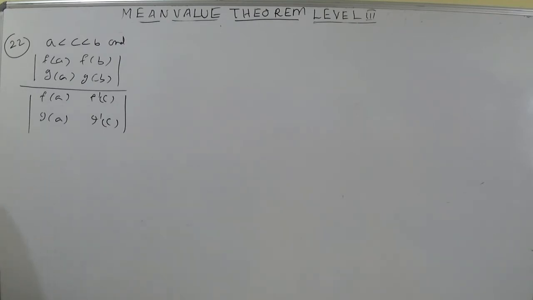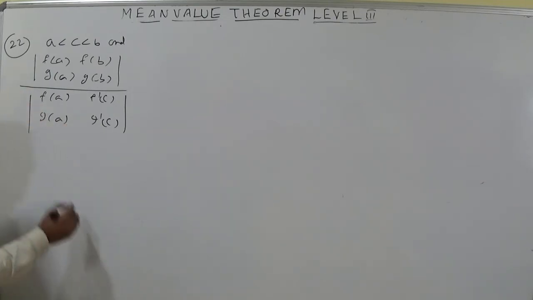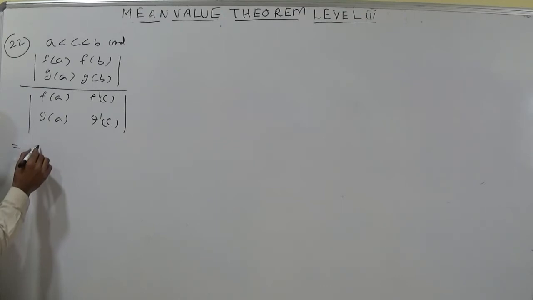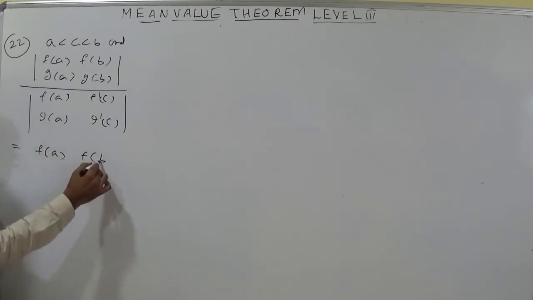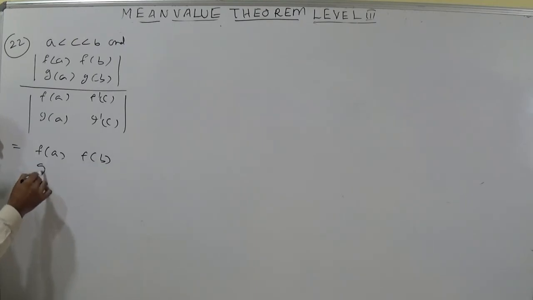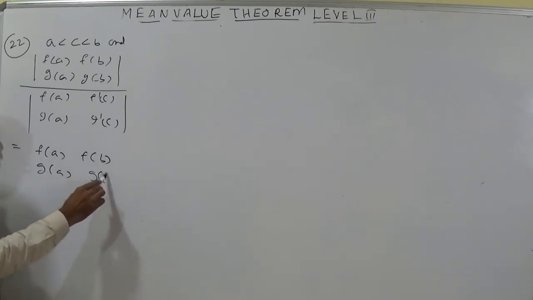Using the mean value theorem, we should now calculate according to the options, b minus a. Whenever a derivative exists, b minus c or a minus b should be there. So we can use Lagrange's mean value theorem. Numerator don't change, simply leave it like that: f of a, f of b, g of a, g of b.